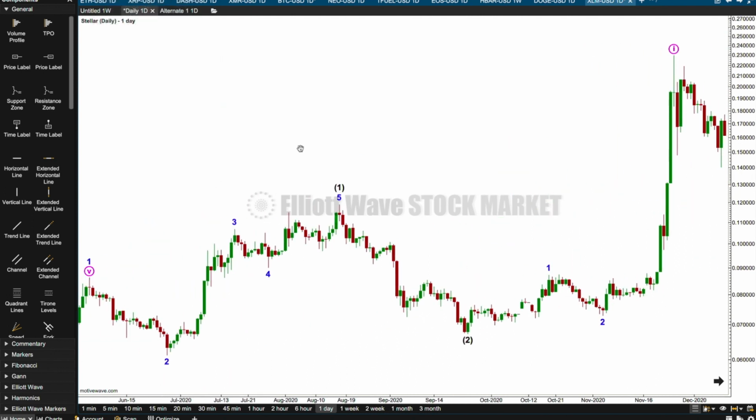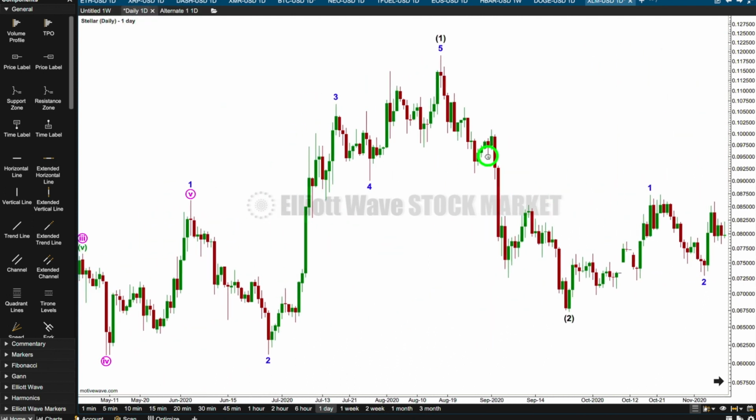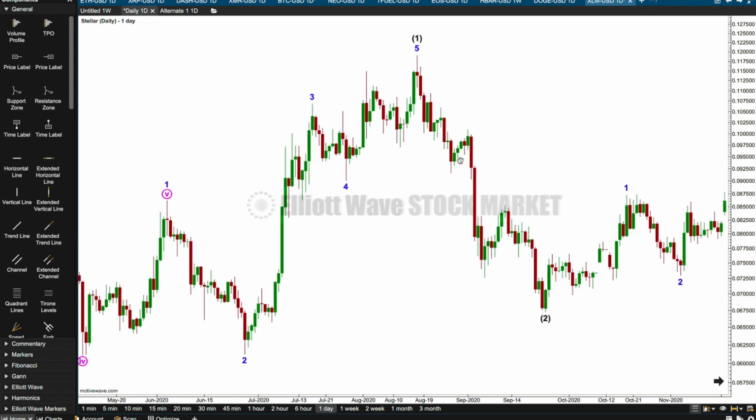What scale am I viewing this on? Yes, semi-log. I find that you have to view all these cryptocurrencies on a semi-log scale. They just don't work on an arithmetic scale because of the extreme volatility.